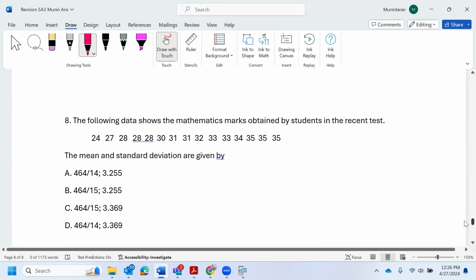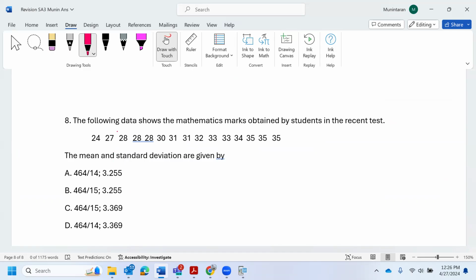You have one question here with data, and you will key in the data in your GC. The difference is here. You have 1, 2, 3, 4, 5, 6, 7, 8, 9, 10, 11, 12, 13, 14, 15 data. So obviously your A is wrong, your B is wrong. The mean is the summation of your X divided by N. Your N is 15.